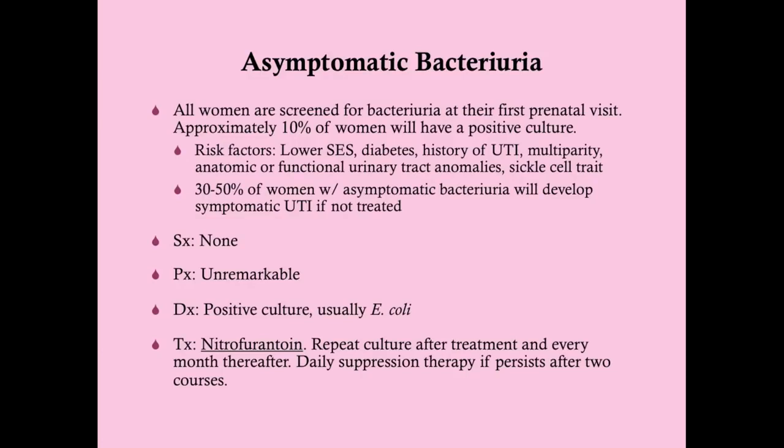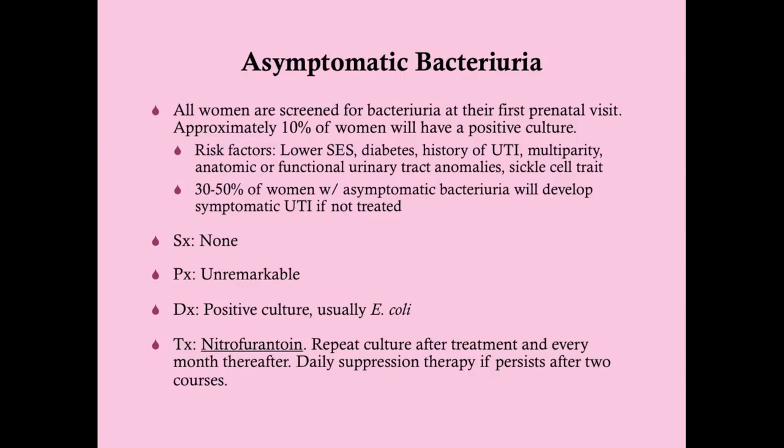Now, most of the time, you give the nitrofurantoin, you repeat the culture, and it comes back negative. You're still going to check it every month, get a urinalysis, or you just get a urine culture. But if you don't eradicate it, you're going to give the medication, you'll take another culture. If the culture comes back positive, you'll give another course of antibiotic. If it comes back positive again, a third time, then you're going to do daily suppression therapy.